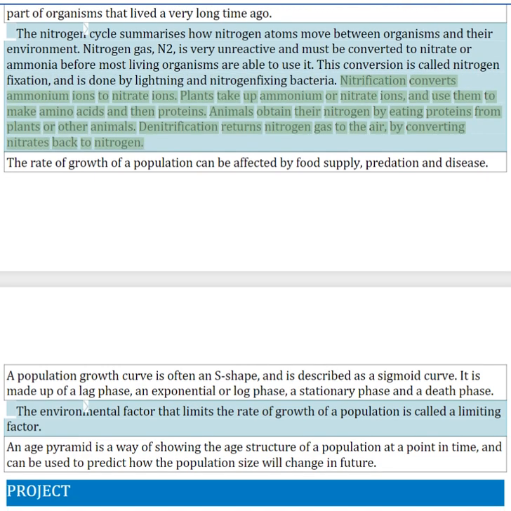Nitrification converts ammonium ions to nitrate ions. Plants take up ammonium or nitrate ions and use them to make amino acids and then proteins. Animals obtain their nitrogen by eating proteins from plants or other animals. Denitrification returns nitrogen gas to the air by converting nitrates back to nitrogen.